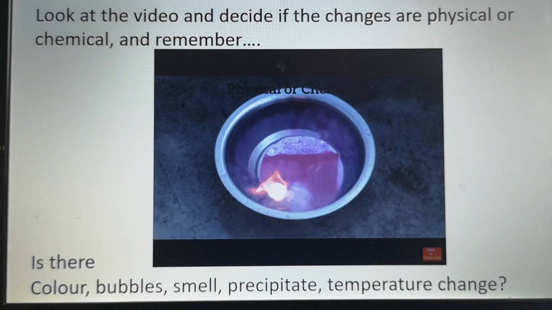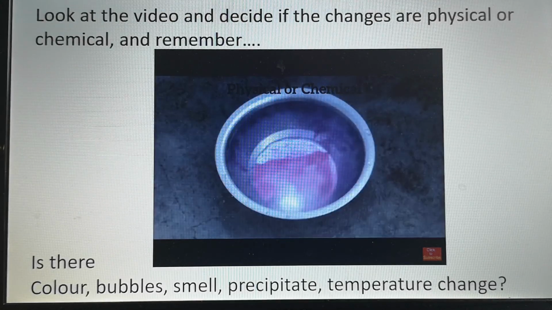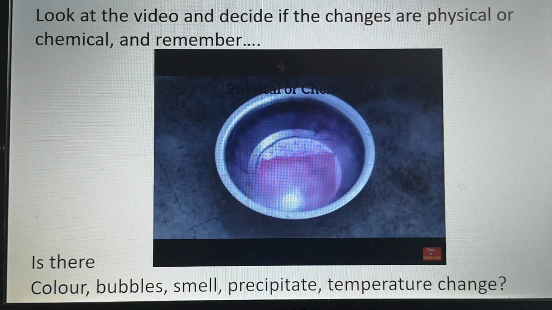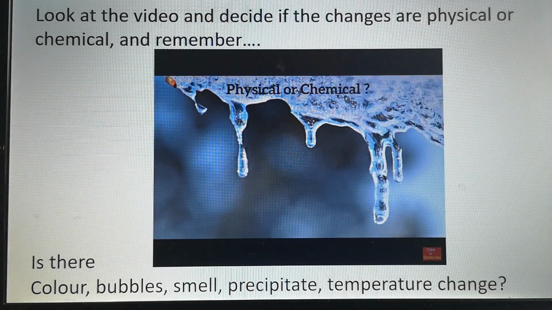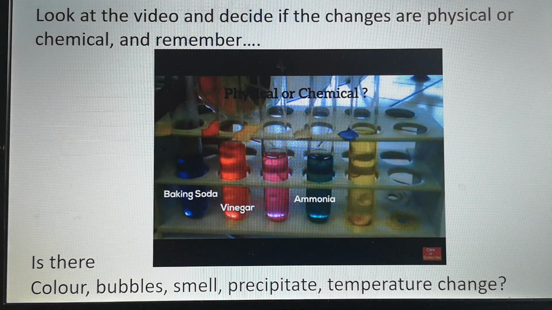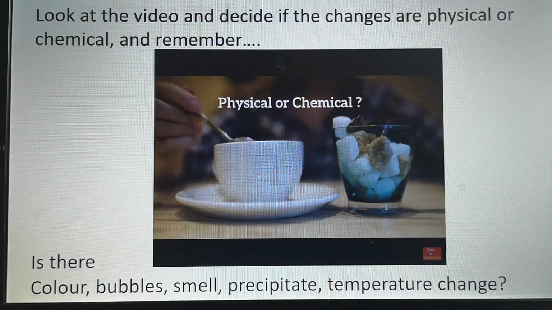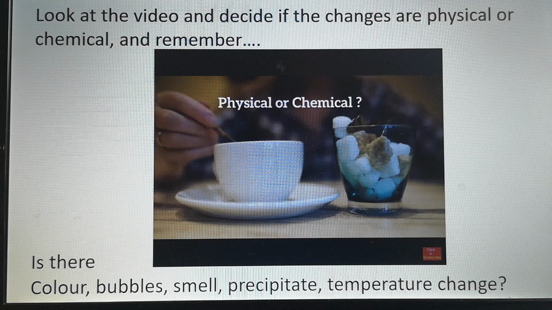Okay, this is a lump of potassium being thrown into some water. So what do you think is going on there? Is that a chemical reaction or a physical change? Ice melting, physical change or chemical reaction? Okay, this is when you add universal indicator to different chemicals, it changes colour. So is that a physical change or a chemical reaction? This one's a little bit tricky. Adding sugar to tea or to coffee. Is that a physical change or a chemical reaction?